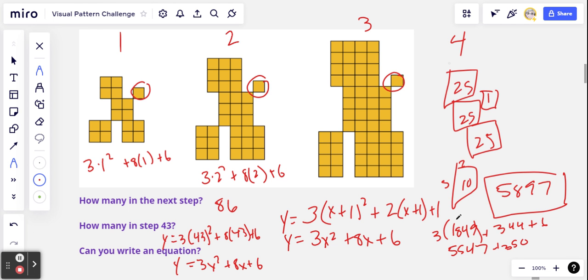Well, how did that go for you? Kind of a monster of a pattern here, and definitely a big number for step 43. I'd be interested to know, did you come up with this equation?